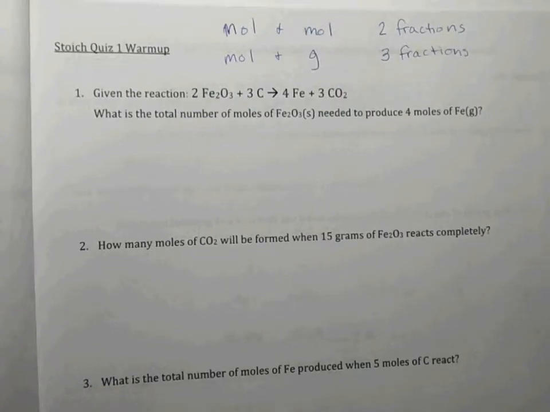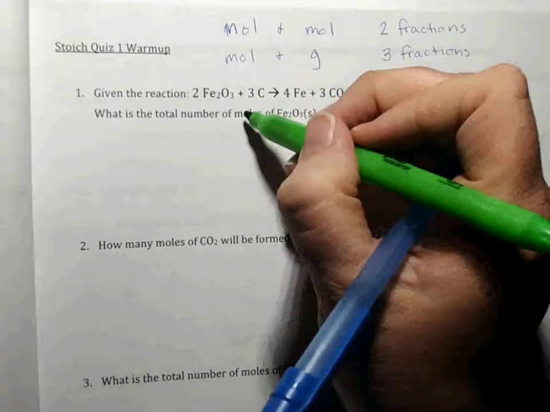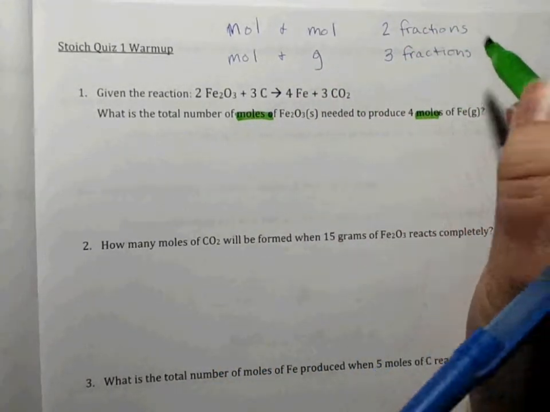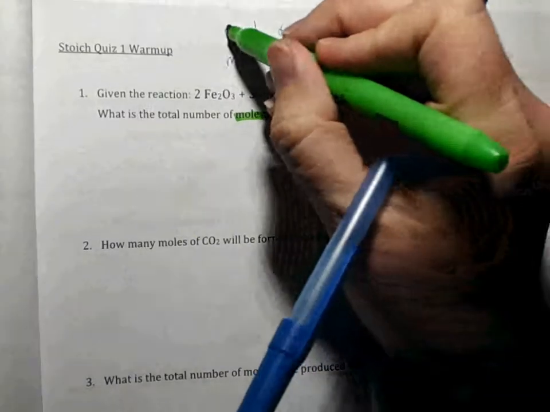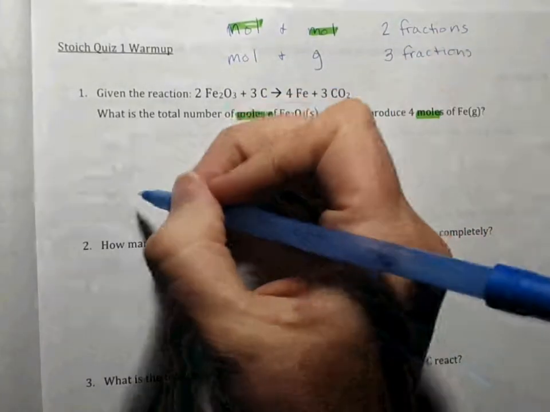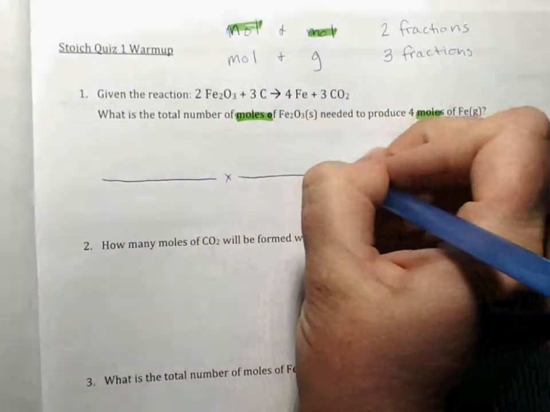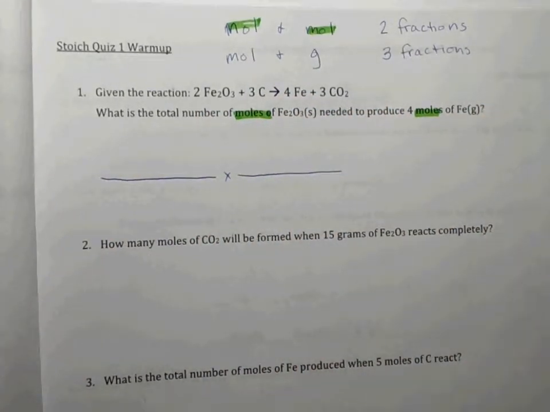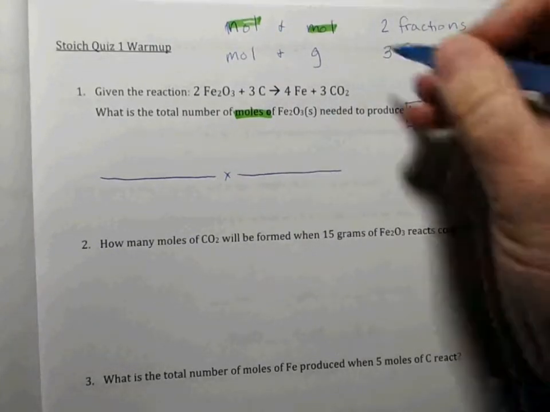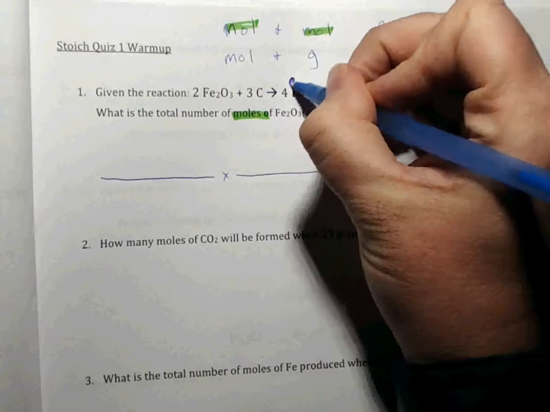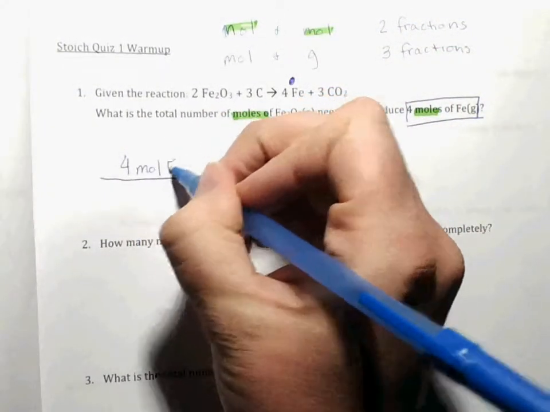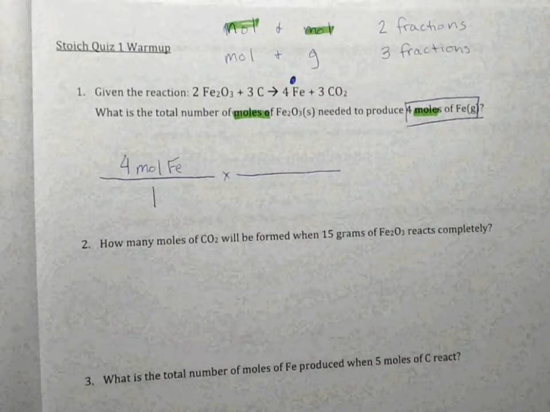So when we go look at number 1, it says given the reaction, what is the total number of moles of Fe2O3 needed to produce 4 moles of Fe? Well, moles and moles is a two-fraction problem, so we can draw our two fractions right away. We also need to draw the mole bridge. They're starting us with 4 moles of iron, so that's where I'm going to start my bridge. And that's also going to be the given that I write over 1 on top of my first fraction.